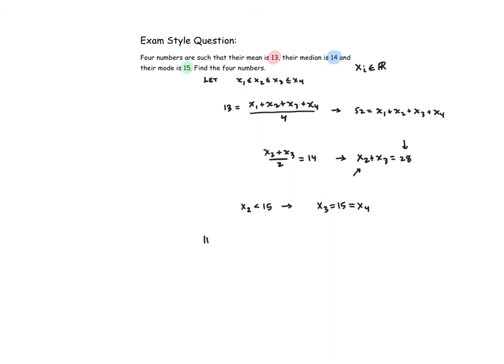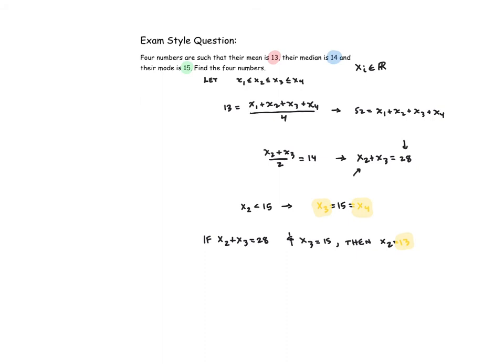Now I know that if x2 plus x3 is equal to 28 and x3 equals 15, then x2 must equal 13. So let me highlight some items that I know now, or I think I know. We'll confirm them in a little bit. I think that x3 and x4 are 15, and I think x2 is 13.